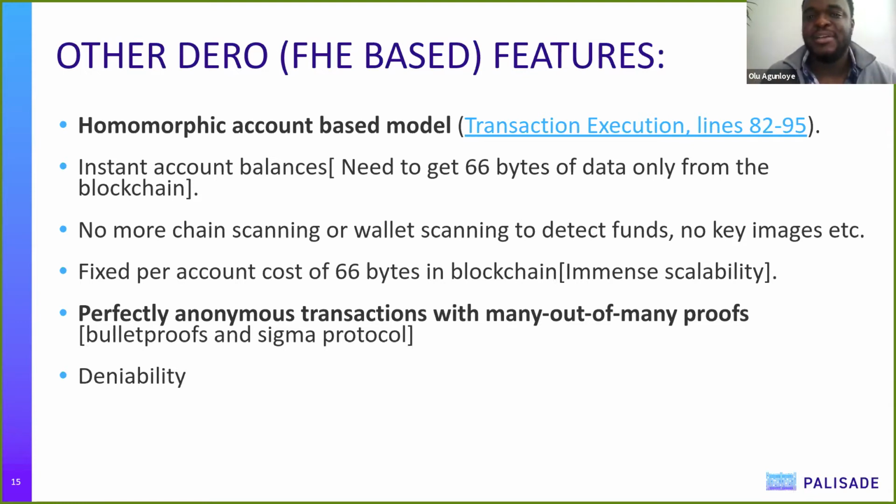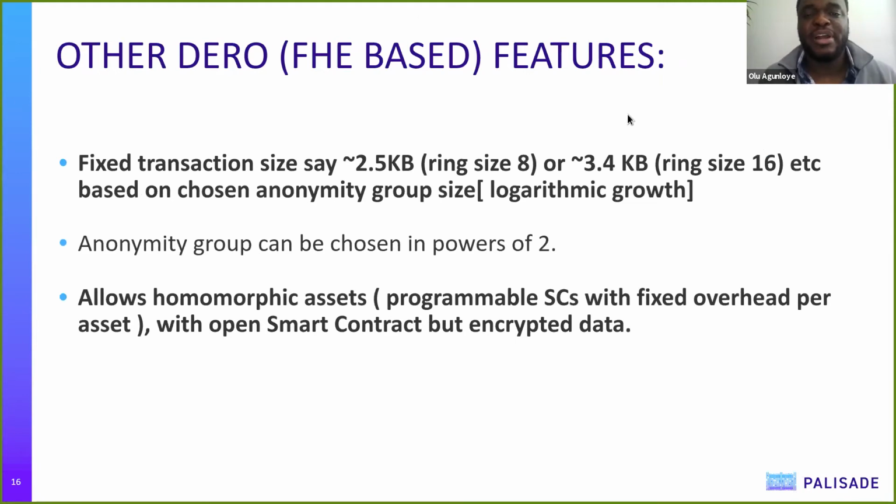Does that make sense? Maybe it's not the best explanation. It's probably better with a demo, but we can do other things and talk about other aspects of the homomorphic encryption from the DERO chain, including what ring sizes they use, but anonymity groups are chosen in powers of 2. They allow homomorphic assets, which we just discussed.